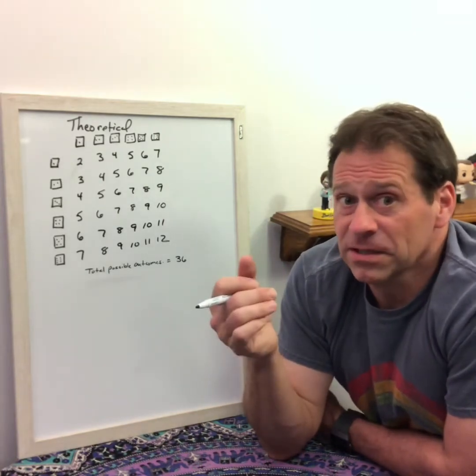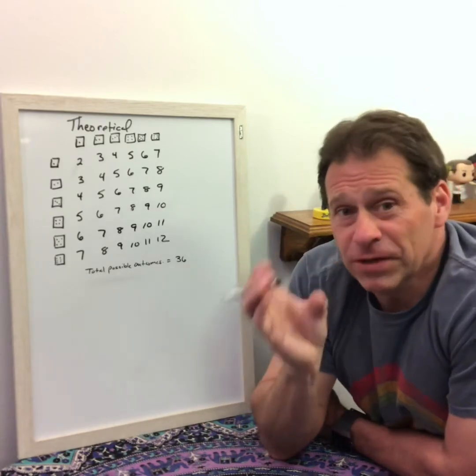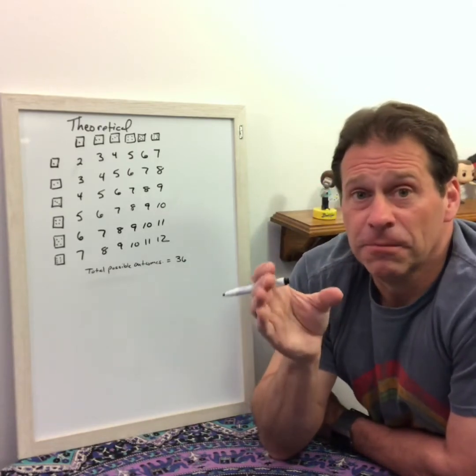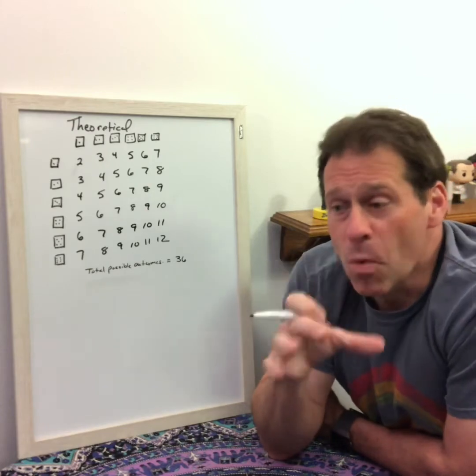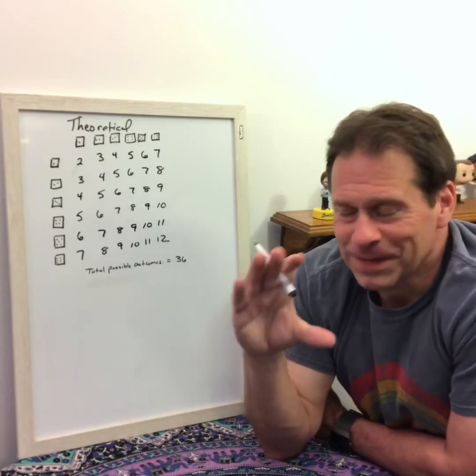I can get heads all the time. I can get tails all the time. I can get any different combination because that could happen in experimental probability. But the more trials you do, the closer it should get to the theoretical. I'm sorry, I said that wrong.